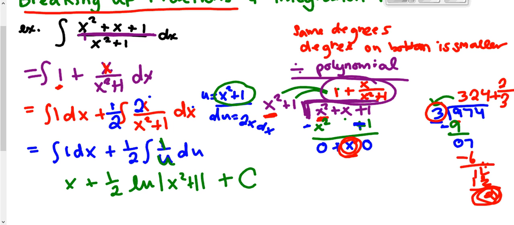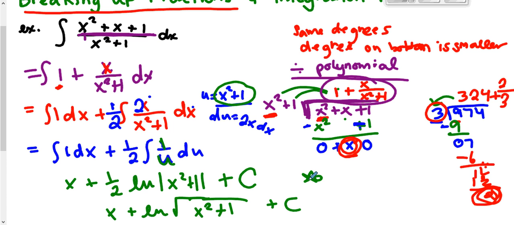If you want to, you could rewrite this with a square root. So it would be x plus ln of the square root of x squared plus 1. We can take away those absolute values. That's always going to be positive. So under the square root, we can just write x squared plus 1. And then c stays on the back. Either of these last two answers is completely correct and fine. It doesn't matter which one. The new process here is polynomial long division.